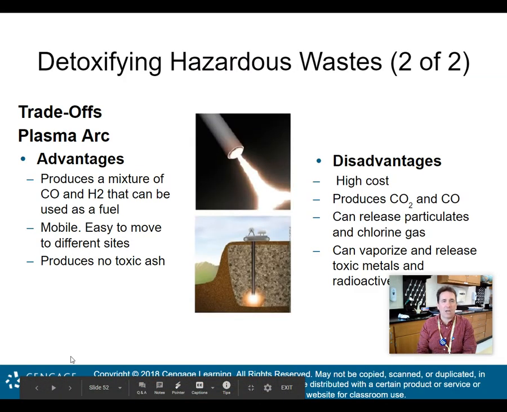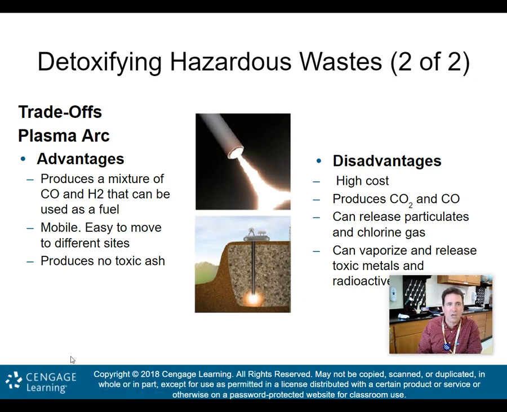What is a plasma arc? What are the advantages? Well, there you go. That's what we're looking at here. It's kind of this plasma coming out of a tube. Advantages: it produces a mixture of CO, carbon monoxide, and H2 that can be used as fuel, because you can combine them to produce some hydrogen fuel, and water would come out as a byproduct. You can take that carbon monoxide and the H2 and use it to get some of the hydrogen to use as fuel. It's mobile, so it's easy to move to different sites, and it produces no toxic ash.